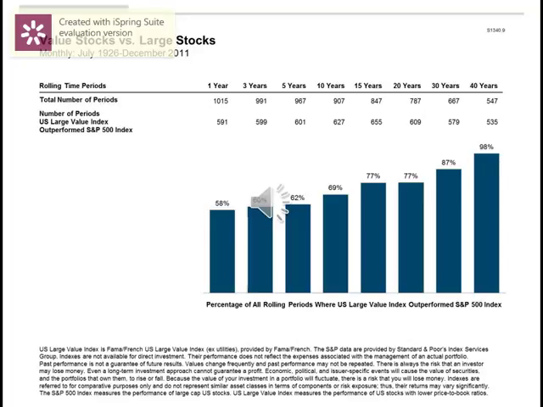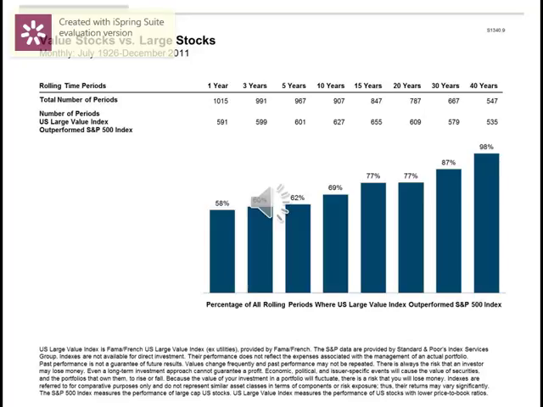For example, between July 1926 and December 2011, there were 1,015 one-year periods examined, 847 15-year periods, and 547 40-year periods. In these holding periods, value outperformed the S&P 500 index 58%, 77%, and 98% of the time, respectively.